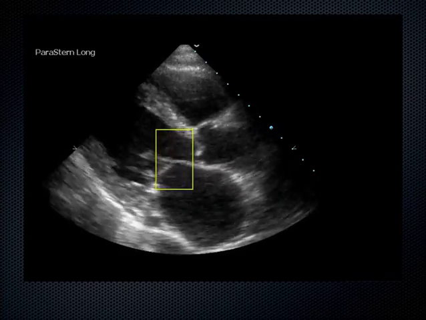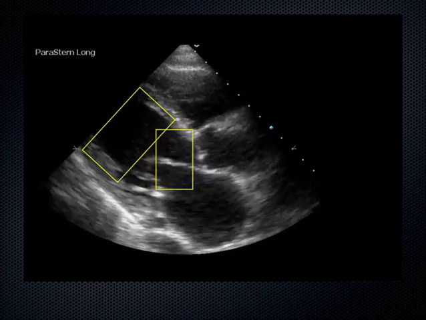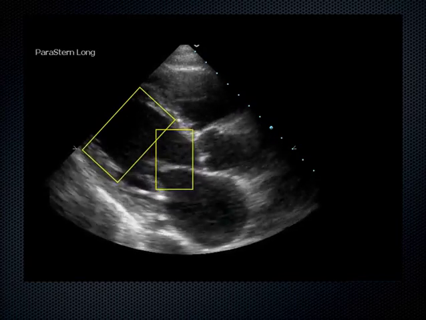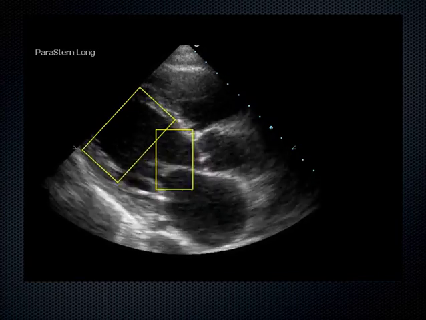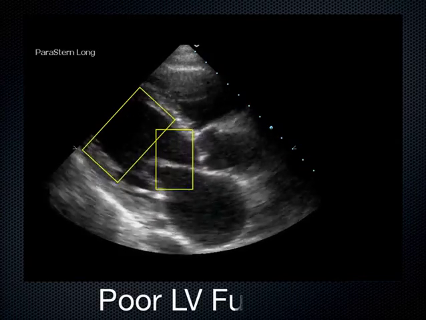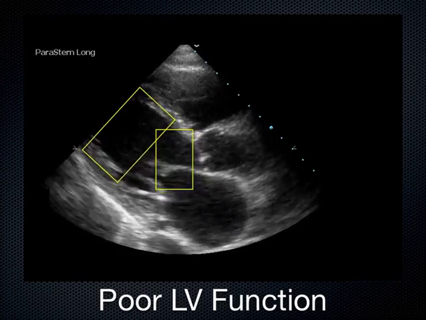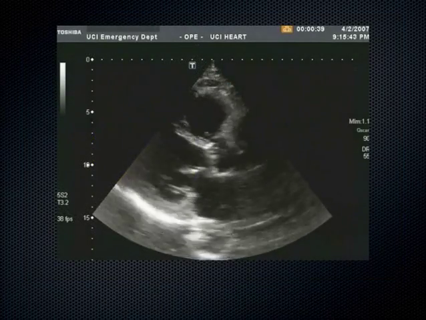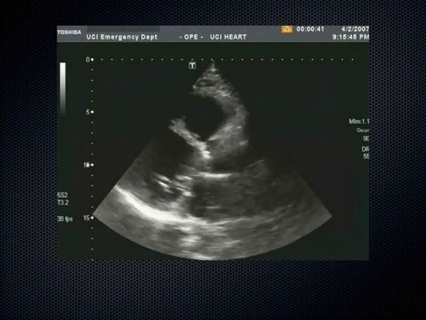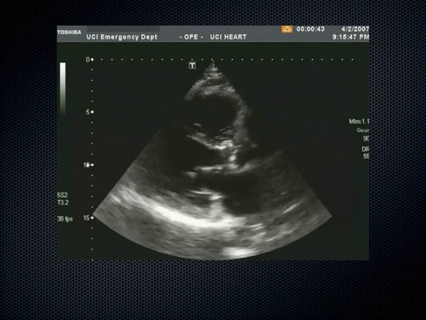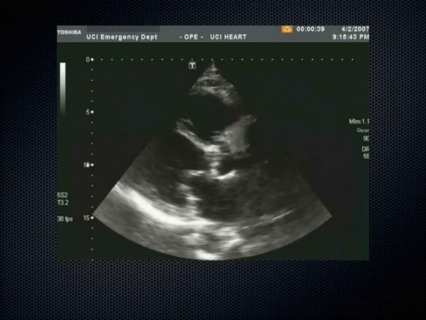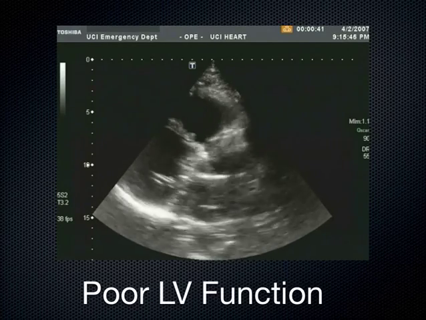Definitely not. That one's not moving towards the septum at all, no matter how much I want to hope that it does. And then over here, that septum, that posterior wall, really not making any meaningful motion towards each other. So this patient's got poor LV function. And then how about this one here? Yeah, poor LV function. And so that's the idea.